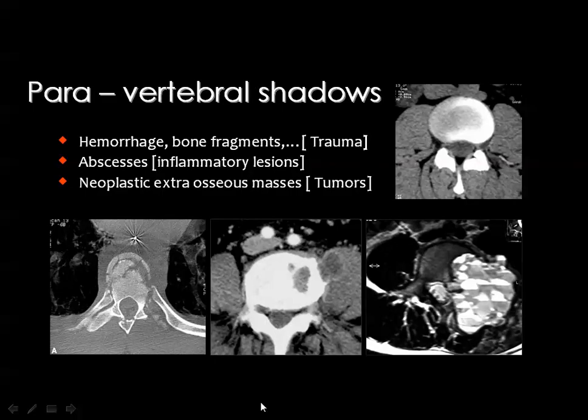Finally, you should look at the paravertebral shadows for any abnormality. In most cases of degenerative diseases of the spine, you can see that the paravertebral shadows are normal. But in cases of trauma, for example with fractures, you may see hemorrhage around the vertebra, and you should mention it. In cases of inflammation, you can see an abscess in the paravertebral muscles. And in cases of neoplasms, you may see tumor extension into the paravertebral muscles.